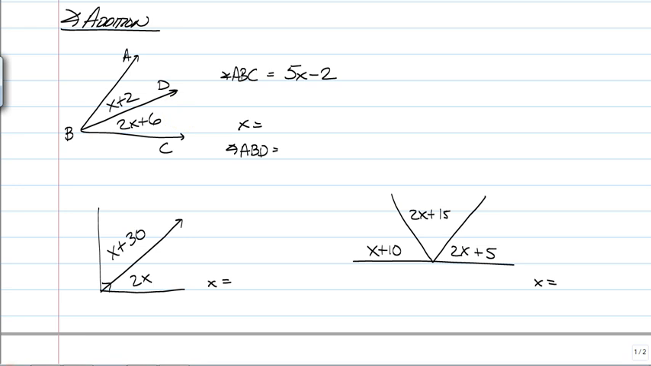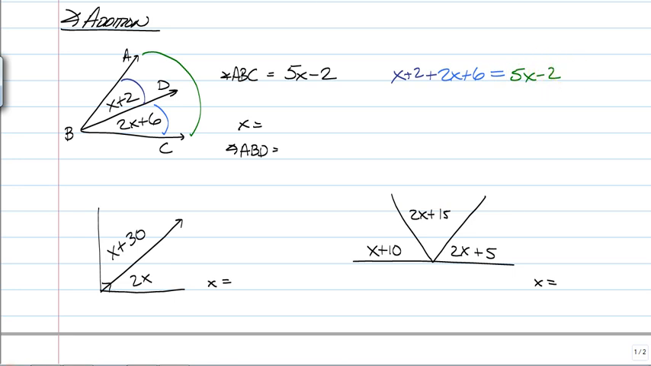So, to do this example, it says ABC, that's the big angle. Okay, ABC is the big angle. Anything with D in it is going to be a little angle. All you have to do is add the two pieces, the two little ones. So we have little angle, x plus 2, plus the other little angle, 2x plus 6, is equal to the big angle, ABC, which is 5x minus 2.